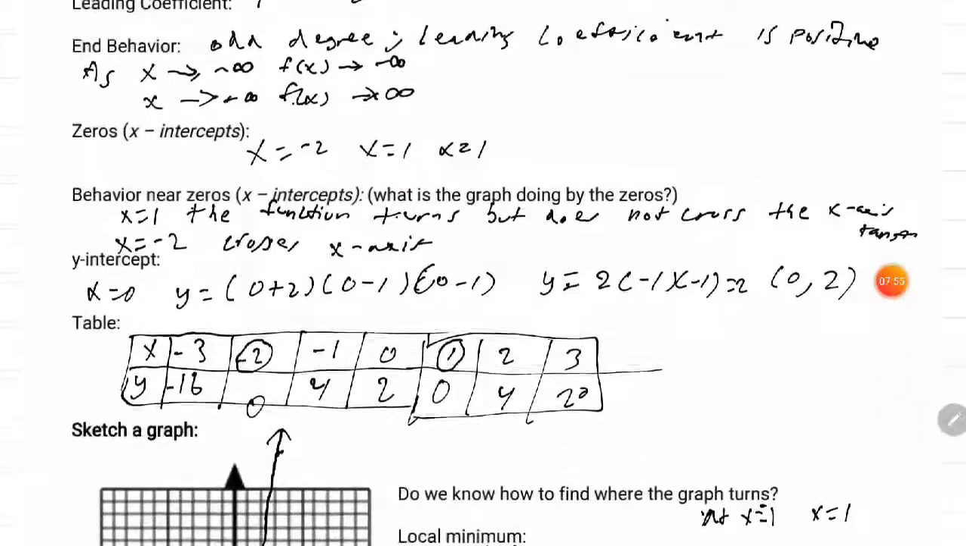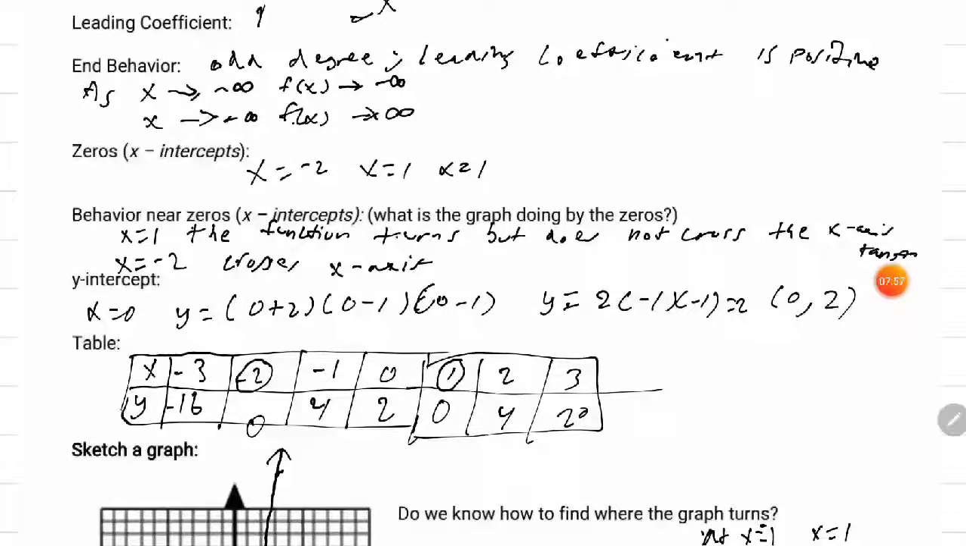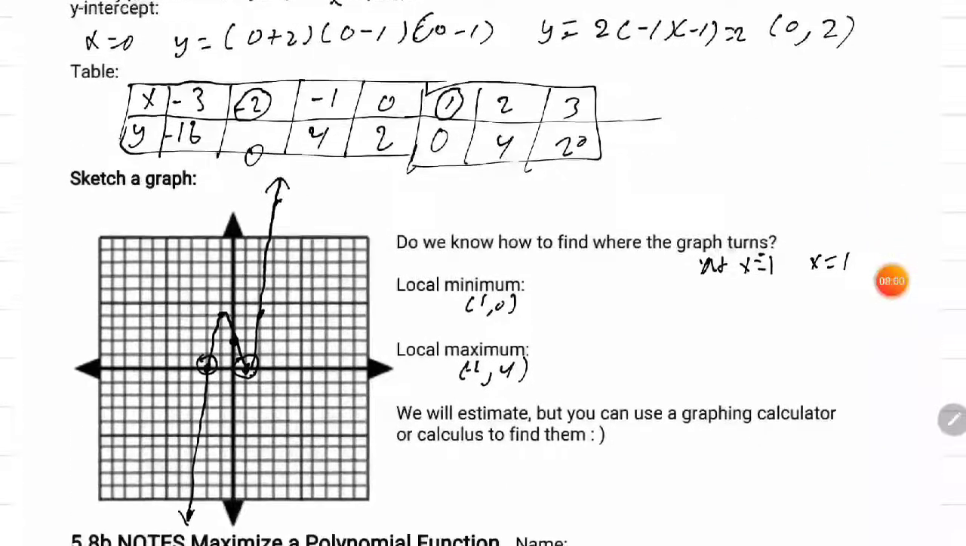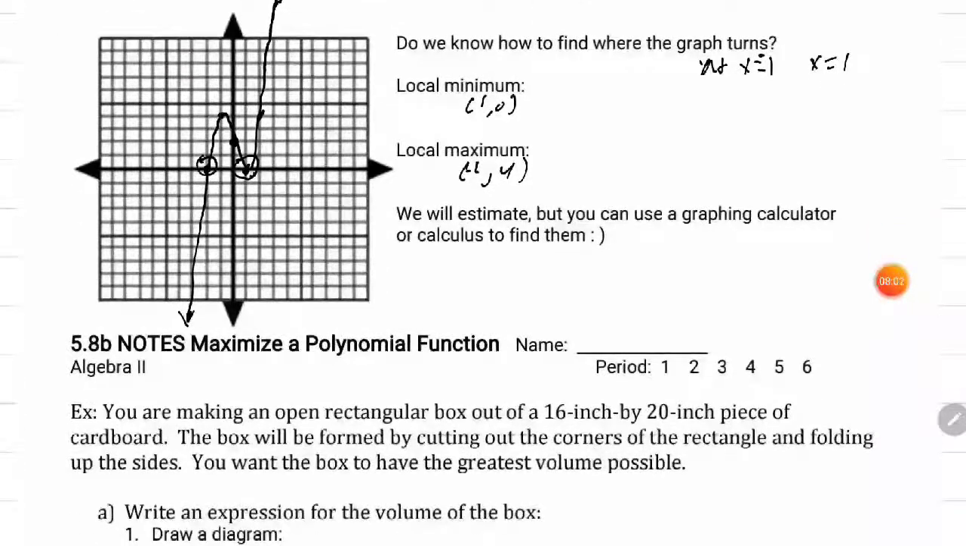And then our behavior matches. As x goes to the right, we go to positive infinity. As x goes to the left, we go to negative infinity.